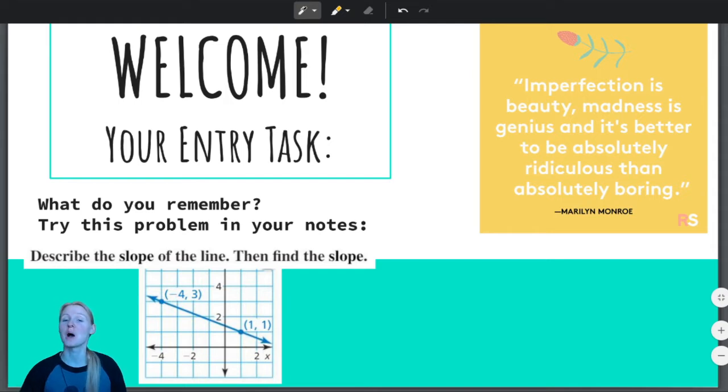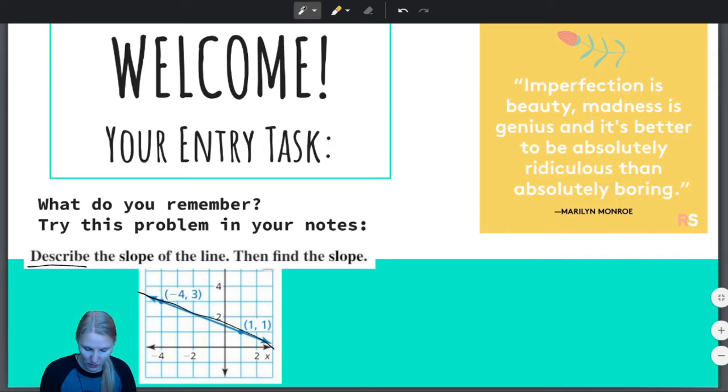You know what to do. Pause the video, try this problem in your notes, and then unpause it to do it with me. Okay, we are asked to describe the slope of the line. And what they mean by that, of course, is the line is falling. It's getting smaller as we move from left to right.